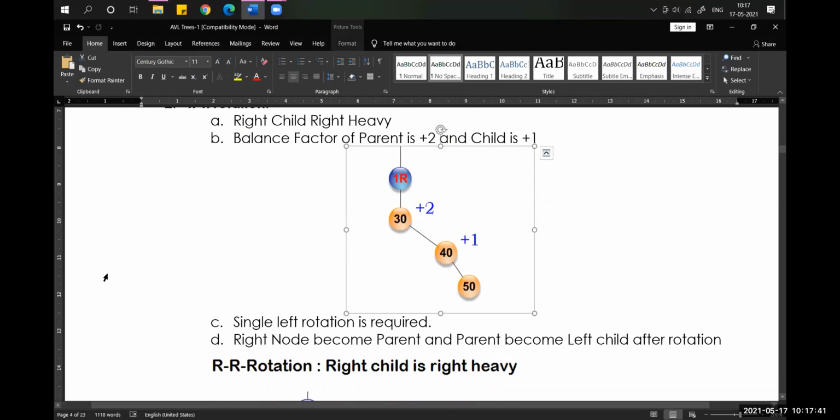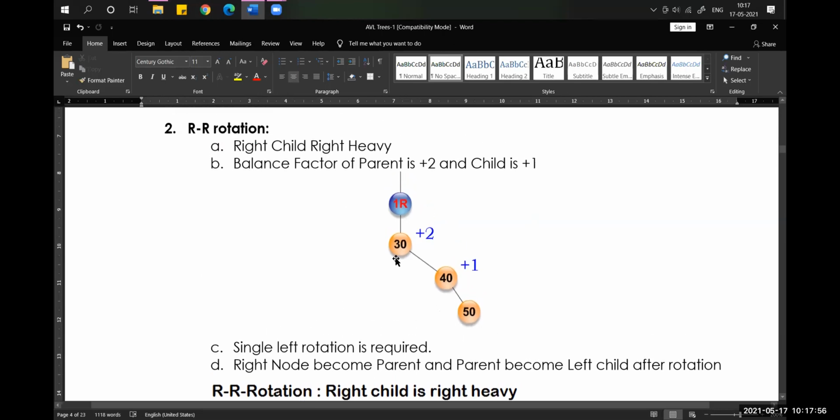Let's check how it came about. So this is the tree. Actually it is an imbalanced tree. How can we say that it is an imbalanced tree, and what rotation is it? RR rotation. Because if you observe, all the nodes are present on the right side, and all the nodes are right children only. 50 is the right child of 40, 40 is the right child of 30. That's why it is right child, right side heavy. That is what RR is.